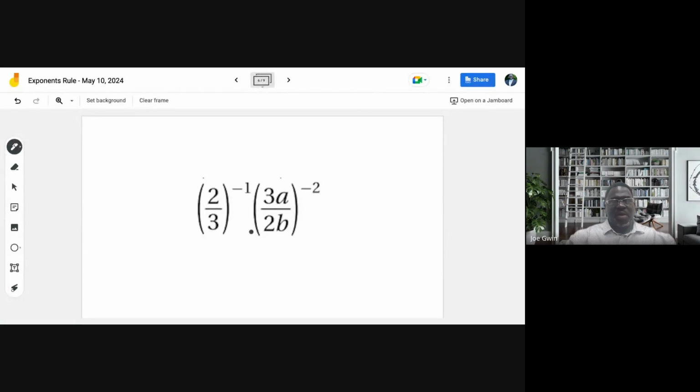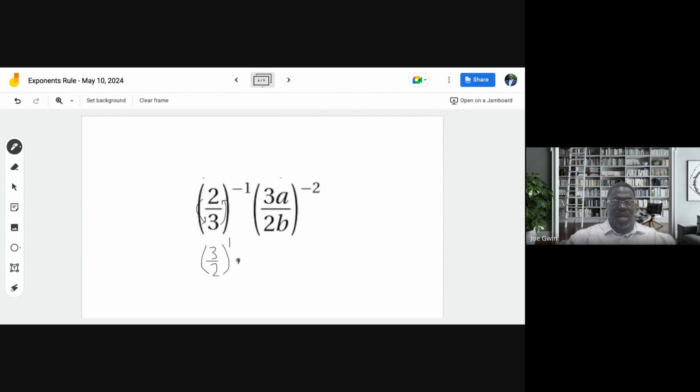Let's get to it. So here we have this one. We did say when you have a negative exponent, you're going to do the reciprocal. We had to make some of the other ones fractions, but these are already fractions. So all we're going to do is just do the reciprocal. The 2 is going to the denominator and the 3 is going to the numerator. So that's going to be 3/2, and now it's to the first power. It's a positive one now because we did the reciprocal.